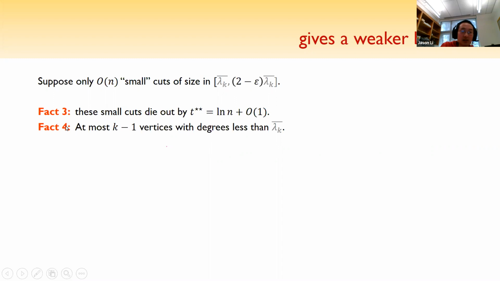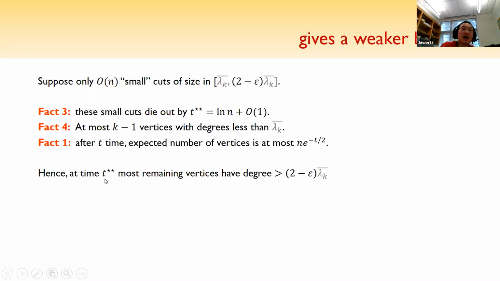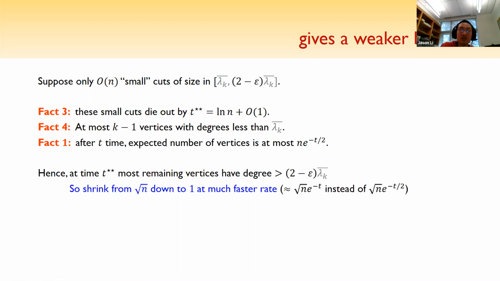By combining these two facts together, in fact 1, that means that after this t star star, which we define as roughly ln n, all of these small cuts will die out by this time. So all the remaining vertices will have degree more than this range, which is roughly twice lambda k bar. And that's where we get our improvement, because initially we said the degree must be at least lambda k bar, but now we have this factor 2 improvement. So we can essentially get rid of that factor 2 in our analysis.